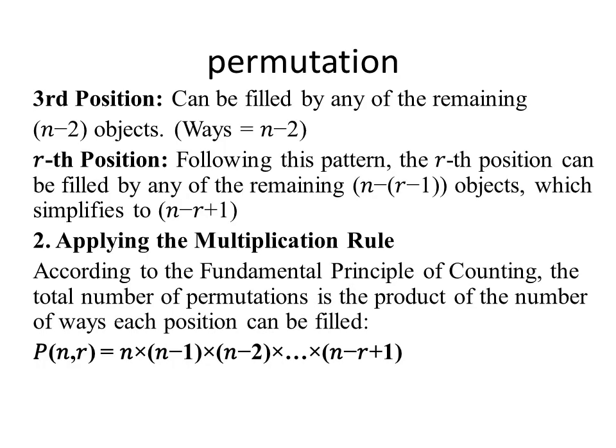The third position can be filled by any of the remaining n minus 2 objects, and the rth position can be filled by any of the remaining n minus (r minus 1) objects, which simplifies to n minus r plus 1. Then, applying the multiplication rule according to the fundamental principle of counting, the total number of permutations is the product of the number of ways each position can be filled. Therefore P of n comma r is equal to n into n minus 1 into n minus 2 so on to n minus r plus 1.